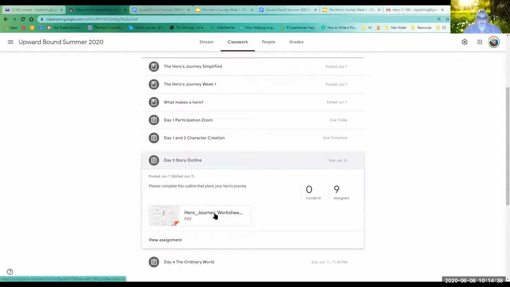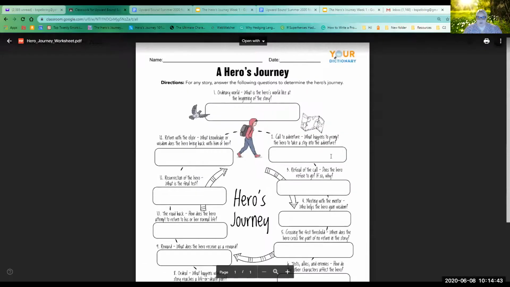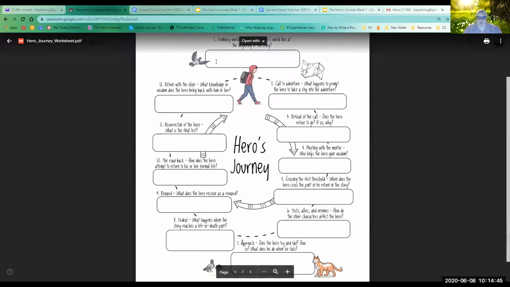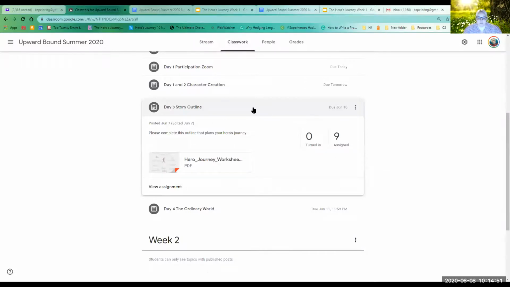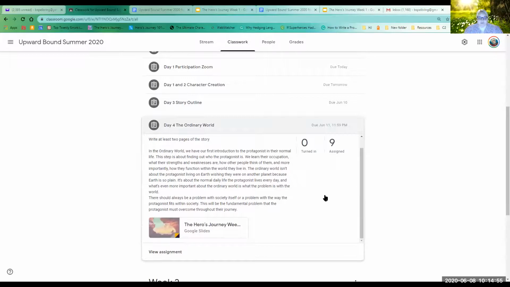All right, day 3, the story outline. This is going to be the outline for the story. You can also do your extra credit this way. It just shows you the different things, the different steps, right? There are 12 steps to the hero's journey. And finally, your first 2 pages of the story will be due on Thursday.